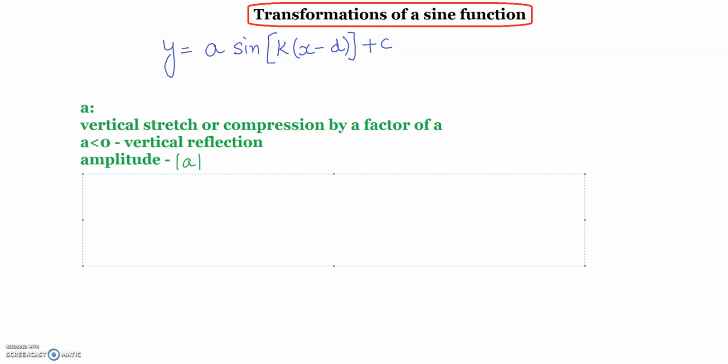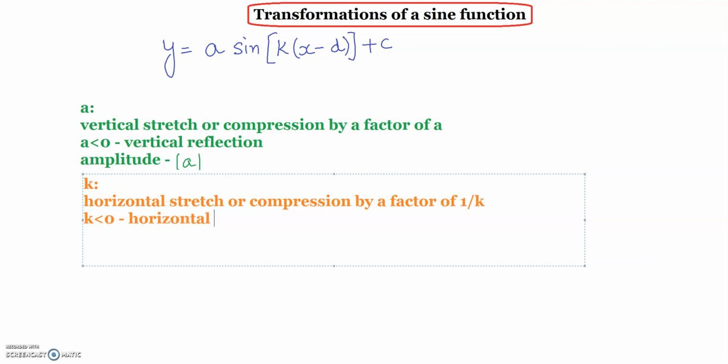The second transformation I'm going to apply is for k. K is the horizontal stretch or compression by a factor of 1 over k. And when the value of k is less than 0, which is negative, then we have the horizontal reflection.